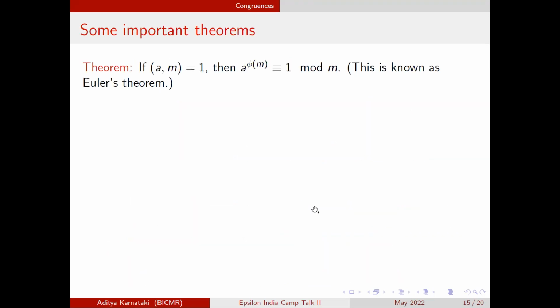Why do we want this? You might have seen this statement already, Euler's theorem. Might have also seen the proof this way. No? Okay. So this previous thing about reduced residue system will help us see the proof. If the GCD of a and m is 1, then a power phi of m is congruent to 1 mod m.